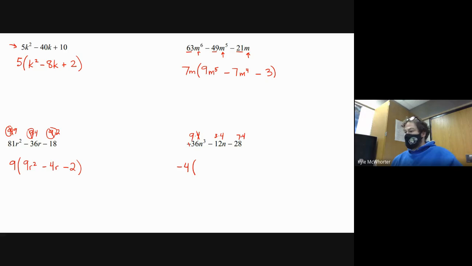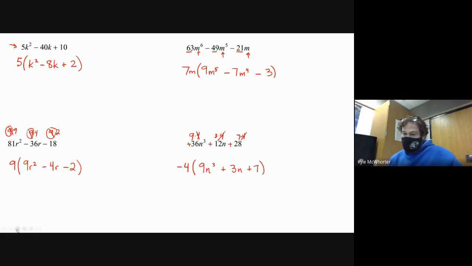So then what we're going to have here is 9n to the third. And then remember, here we're taking out the 4 and the negative. So we're going to have plus 3n. And then from the last term, we're taking out the 4 and the negative. So we're just going to have plus 7.